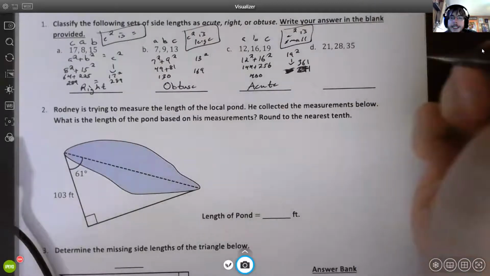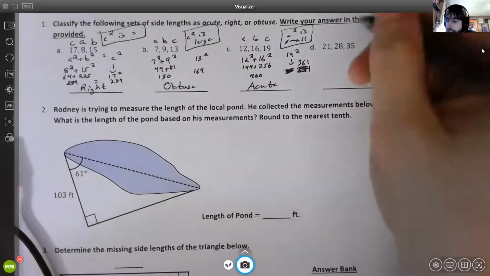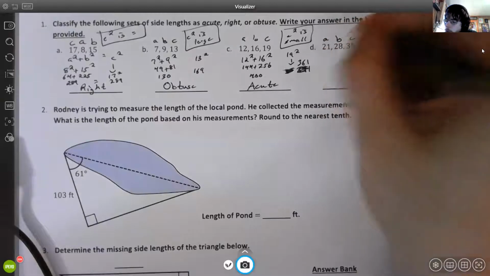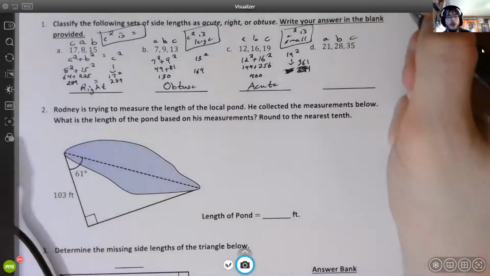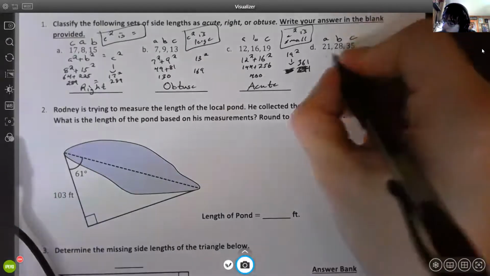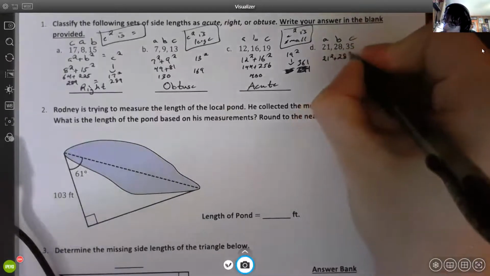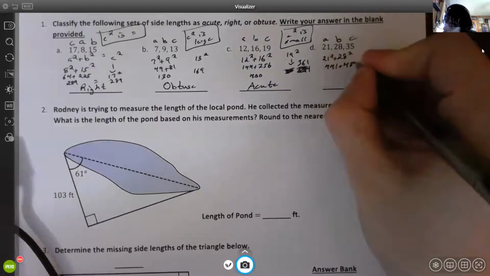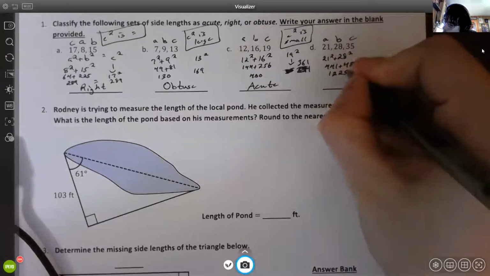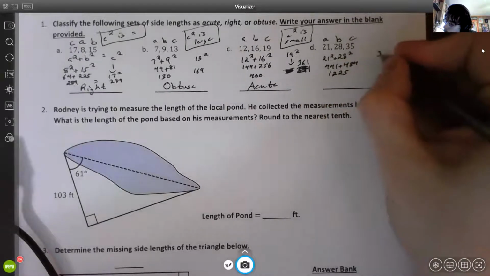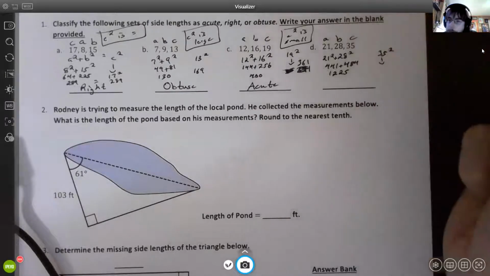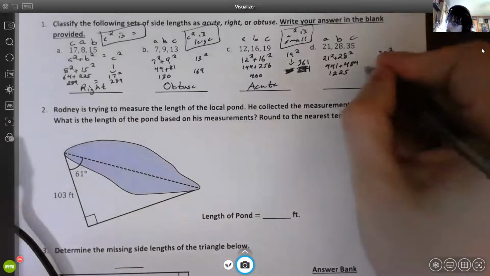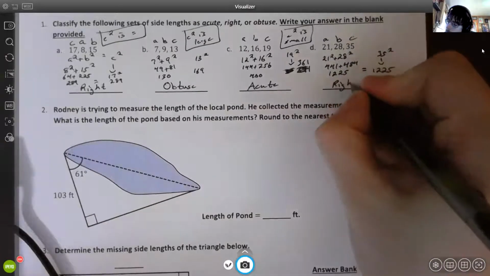And then finally, D, 21, 28, and 35. Our C value is 35. Our A is 21, and B is 28. We do our A squared plus B squared. That gives us 21 squared plus 28 squared. So that's 441 plus 484, which is 1225. Then we do C squared, which is 35 squared. And if you type that in the calculator, you end up getting 1225 as well. So these two are equal, which makes this a right triangle.